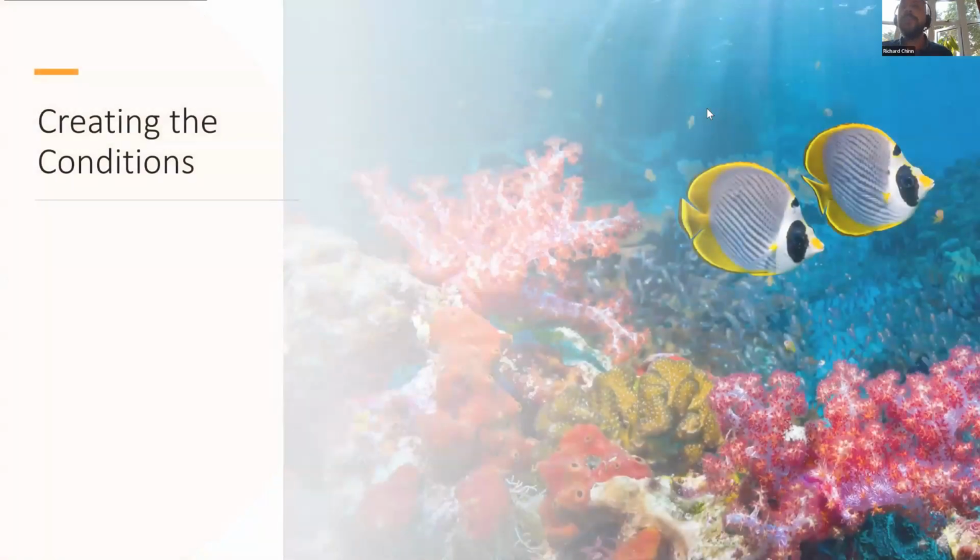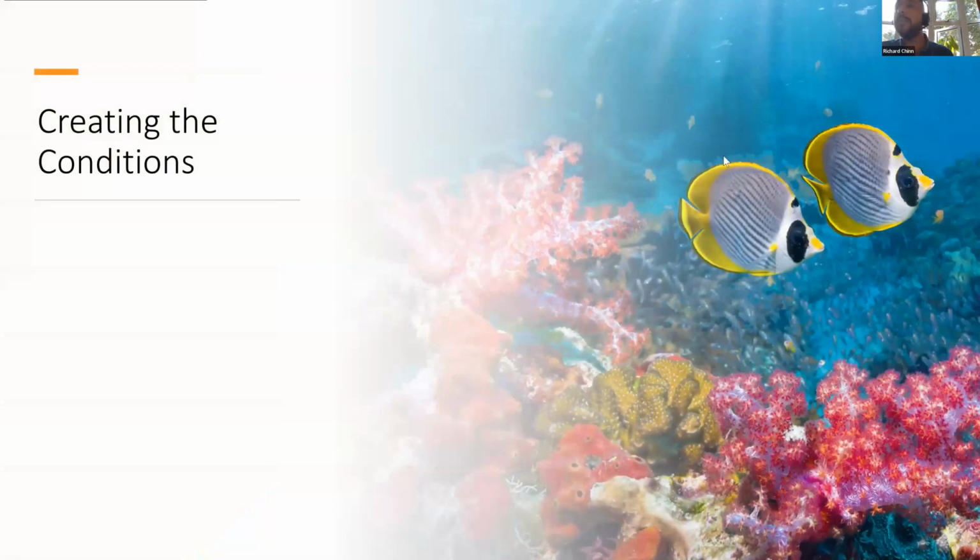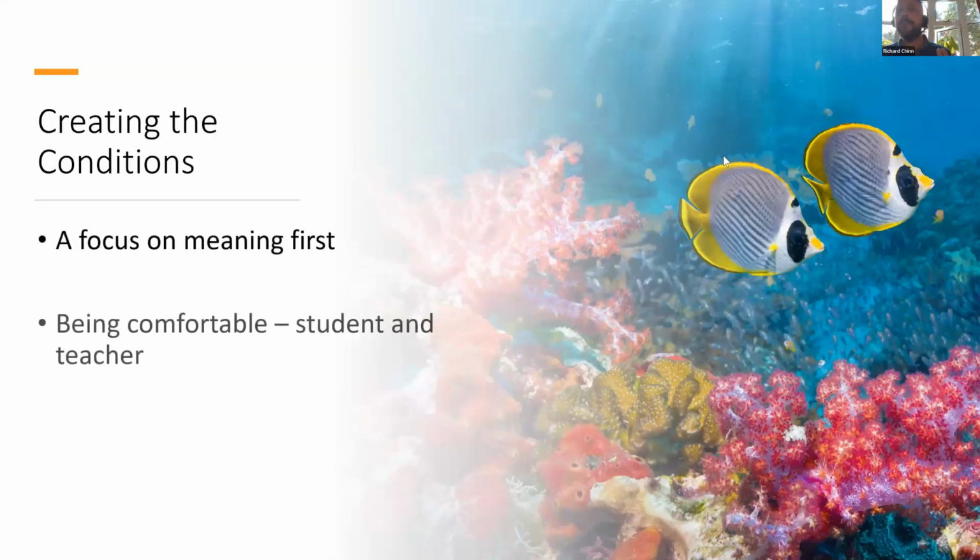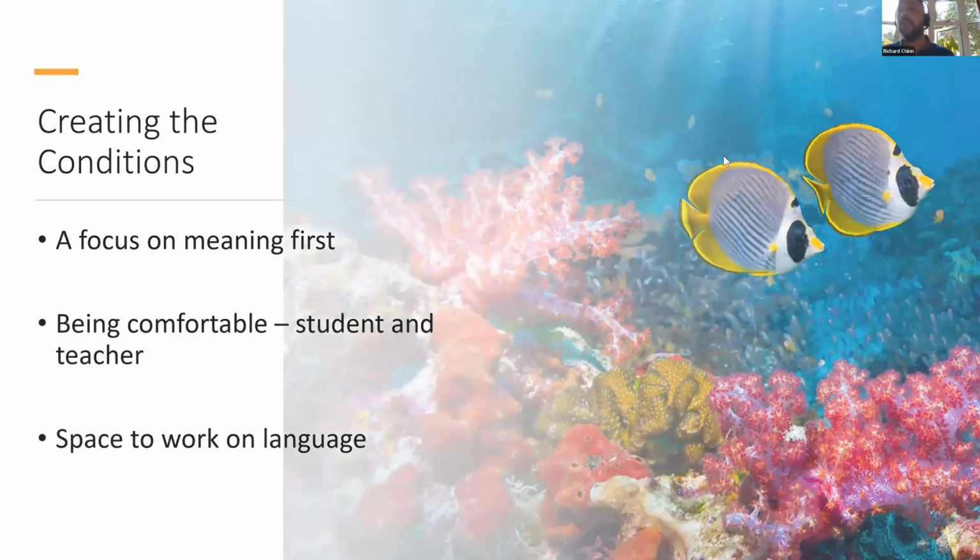So what we've got to think about with emergent language, the key thing is, and I've got an image of a coral reef here because there's a delicate balance in order for things to grow, is a focus on meaning at first, the teacher being comfortable and the student being comfortable, because we talk about making our students comfortable a lot, but we've got to make ourselves feel comfortable as well. Everybody's got to be feeling comfortable in order for us to work with emergent language. And this creates that kind of space to work with emergent language.